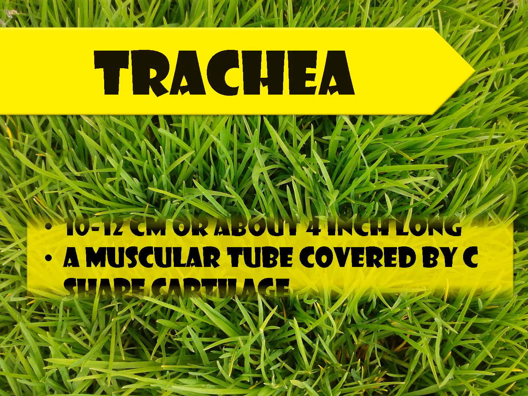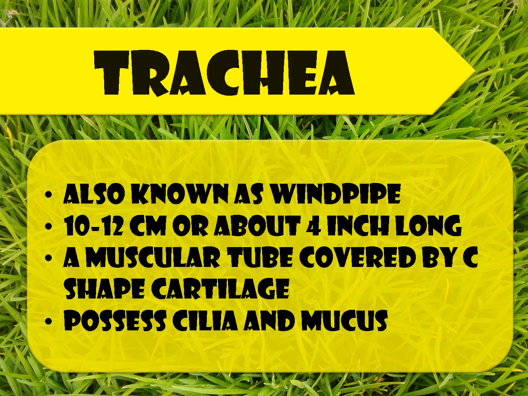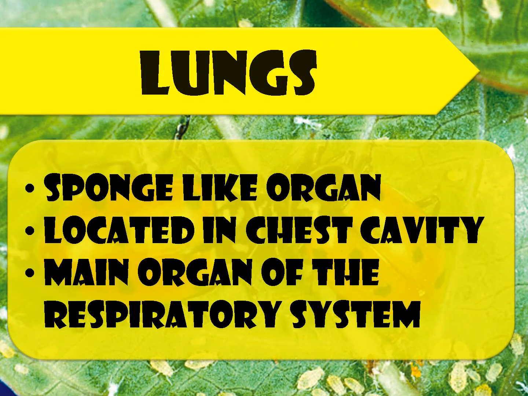After the larynx, we will have the trachea. The trachea is also known as the windpipe, and it is about 10 to 12 centimeters or about 4 inches long. It is a muscular tube covered by C-shaped cartilage. The purpose of this C-shaped cartilage is to support the trachea. It also possesses cilia and mucus, which trap pathogenic agents as well as debris that can possibly harm the tissue of the lungs.